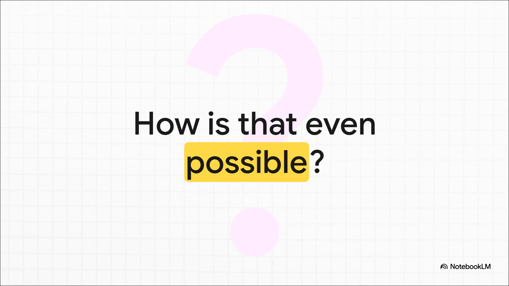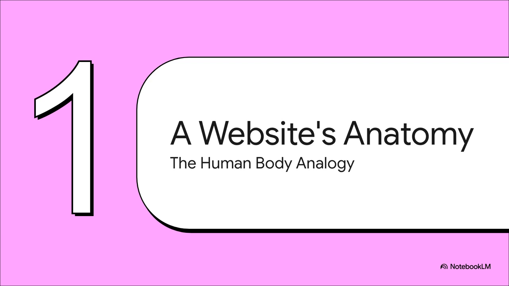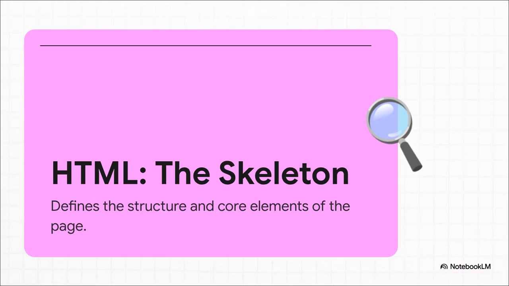Well, to get it, we need to understand the basic anatomy of any website you visit. And it's actually a lot like the human body. Seriously, just think of a website as a person. It has 3 core parts that work together to bring it to life. First, you've got the skeleton. That's the HTML. It provides the fundamental structure, the bones of the page.